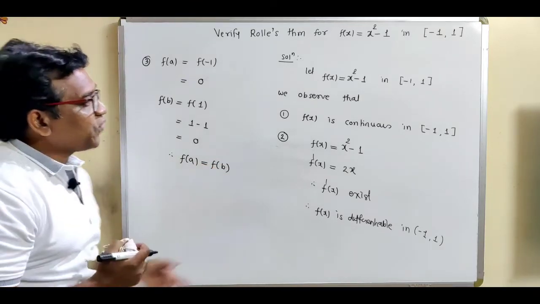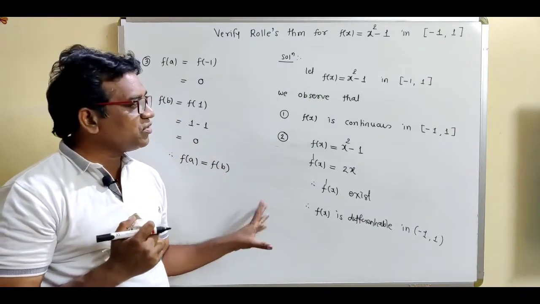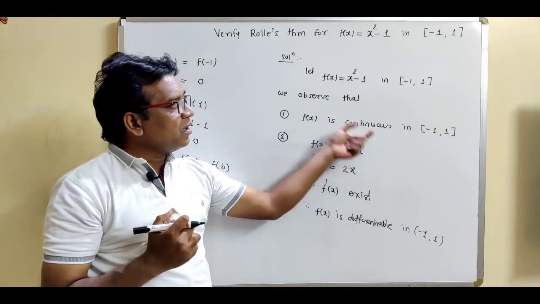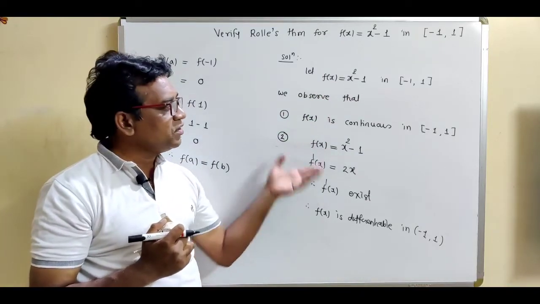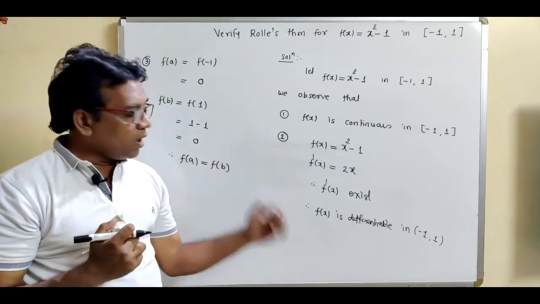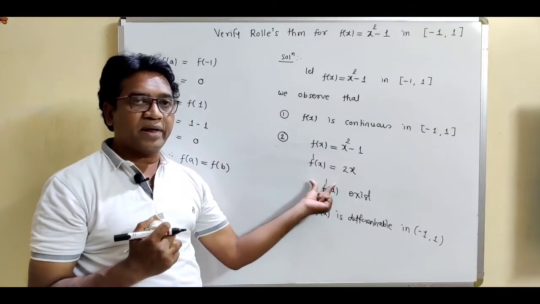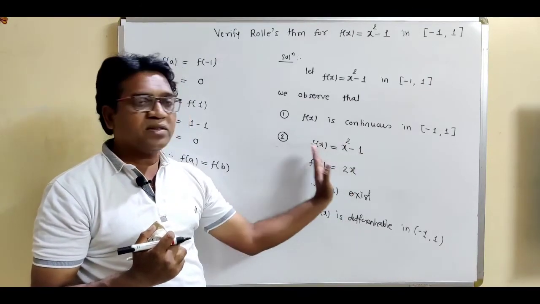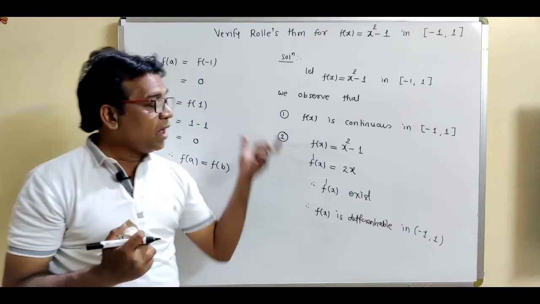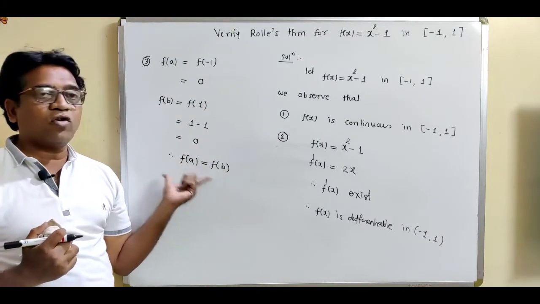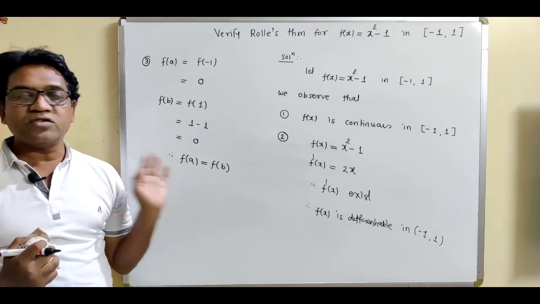So see, this function f(x) satisfies all the 3 conditions of Rolle's theorem. What are those conditions? The function should be continuous, because this is a polynomial function and we know that every polynomial function is continuous. So we can write this is continuous. How to check the differentiability condition? Just find out its derivative and put the values of x in between that interval. If the derivative exists, then the function is said to be differentiable, and the third condition is the equality of the functional value. So obviously f(x) satisfied all the 3 conditions of Rolle's theorem.